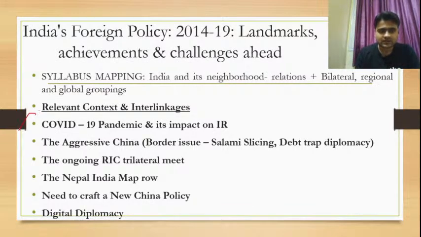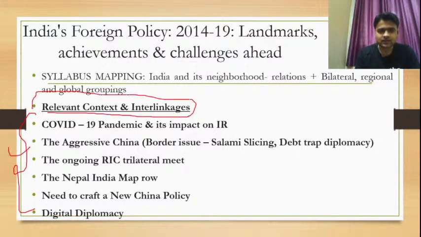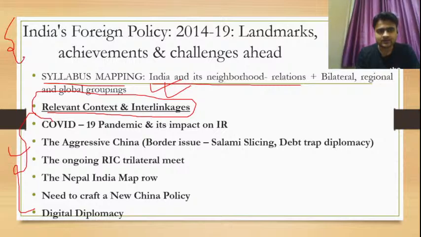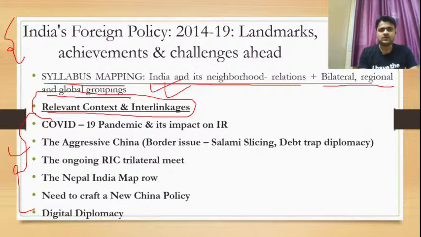So you can see there are multiple points which I have mentioned, under relevant context and interlinkages. Now I want you all to participate. I will be asking questions on all of these, and I want each of you to answer. Fine. So before that, mapping it with the syllabus, India and its neighborhood relations, we can bring this topic under that subhead. Then it can also be put in bilateral, regional and global groupings. Okay, so that was the syllabus mapping part as per our ritual.